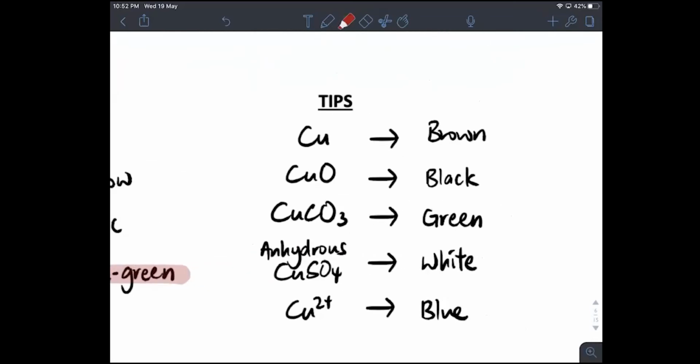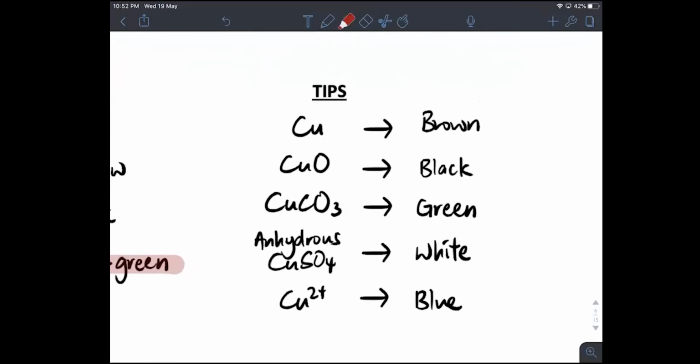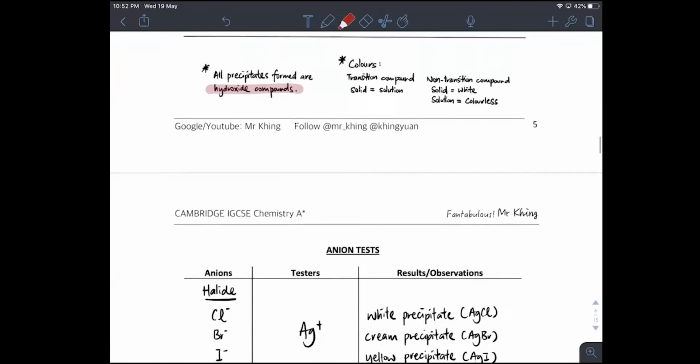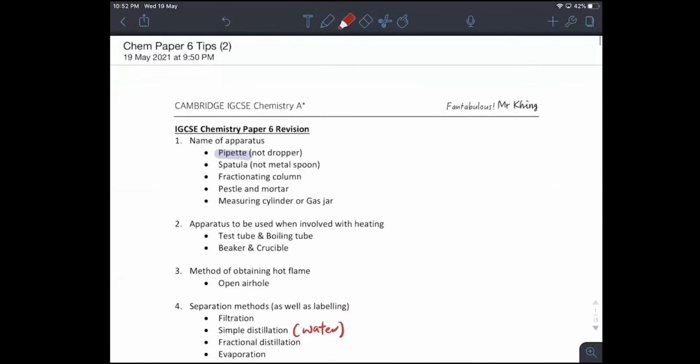And then some tips for you guys. Remember, the color of copper solid is just brown. Copper(II) oxide is black. Copper(II) carbonate is green. Anhydrous copper(II) sulfate is white. And copper(II) ion itself is blue in color. That's all you have to take notes for paper 6.